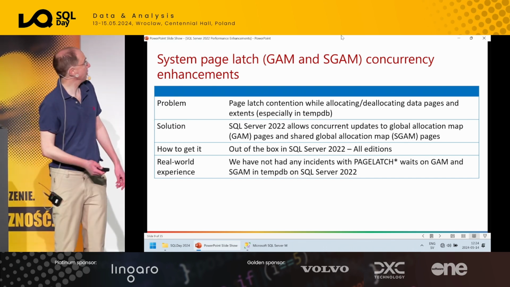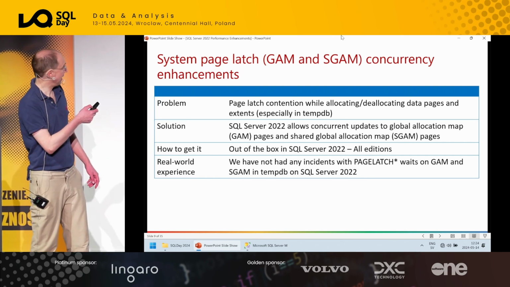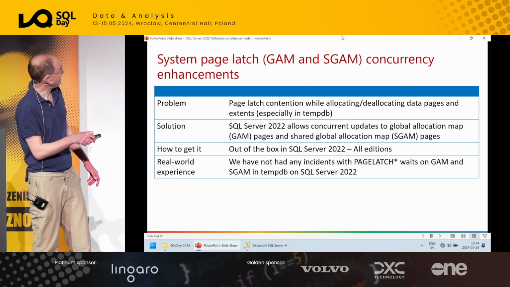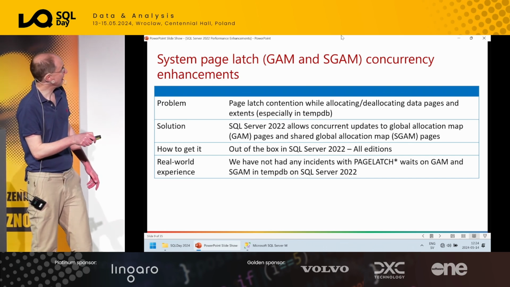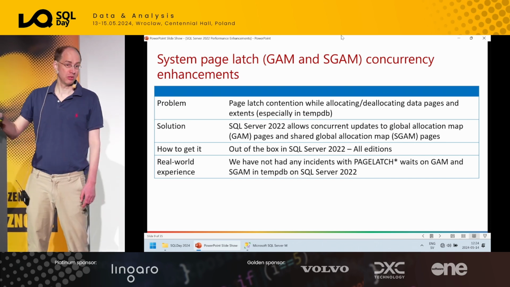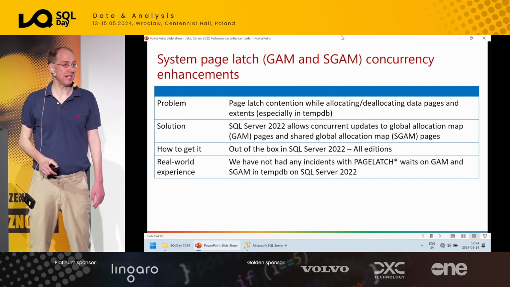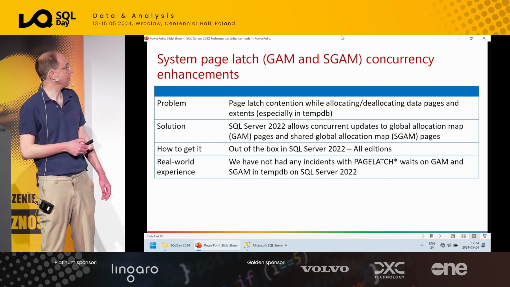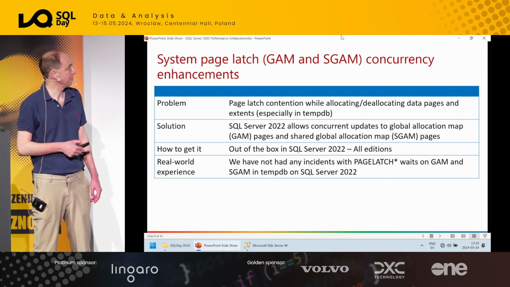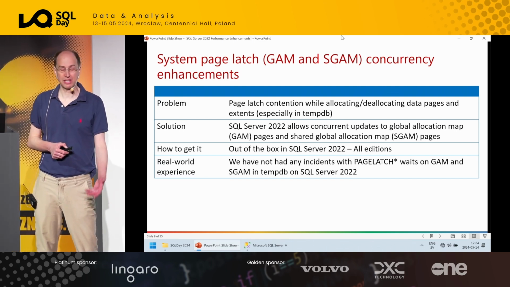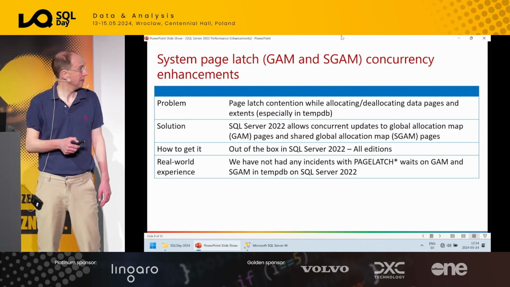In SQL Server 2022, they addressed the thing that is called GAM pages and SGAM pages. So basically, instead of allowing only a single thread or single session to update one of those pages, they can now do concurrent updates. So meaning that you will not have this kind of contention anymore. So it's a really, really good improvement.